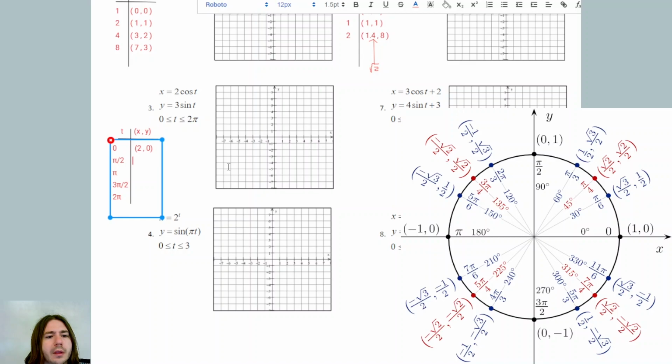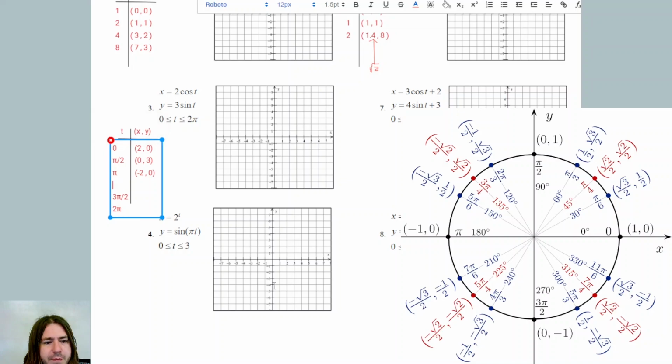There we go. And for pi over 2, which is going to be straight up, we've got 0, 1. So cosine of pi over 2 is 0. Sine of pi over 2 is 1. If I multiply the x by 2 and the y by 3, I should get 0, 3. At pi, which is directly to the left, I've got a coordinate -1, 0. So the cosine value is -1, the sine value is 0. If I multiply those by 2 and 3 respectively, I should get -2, 0.